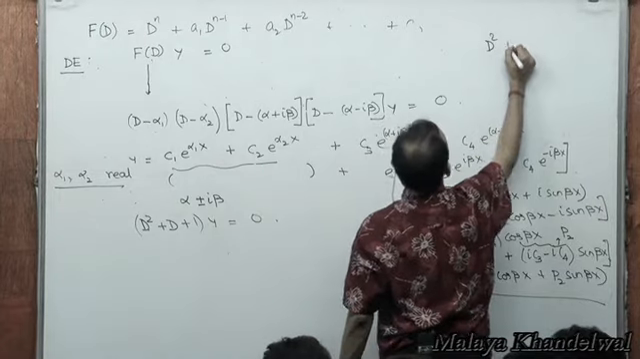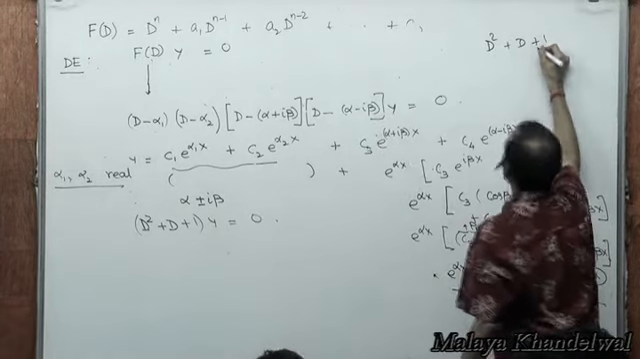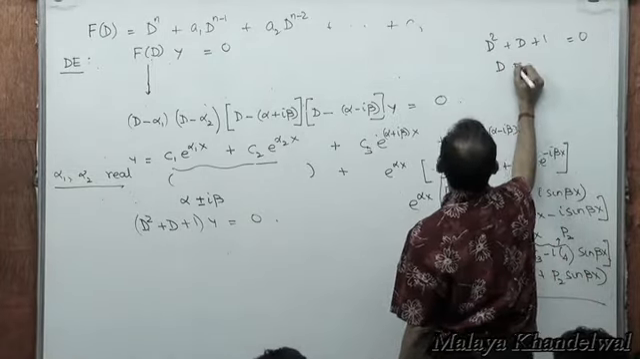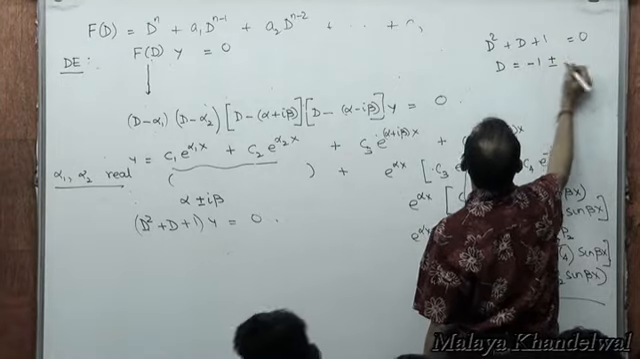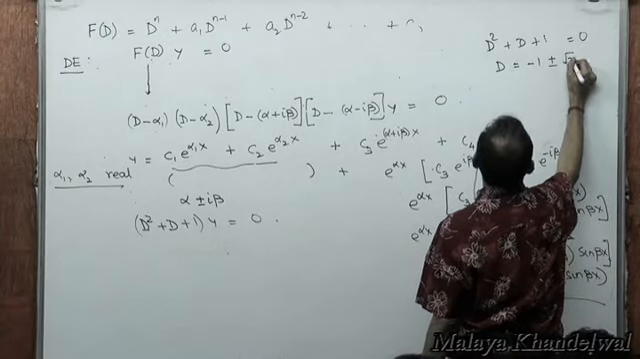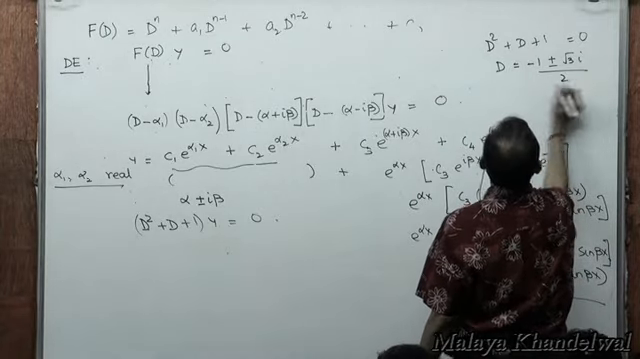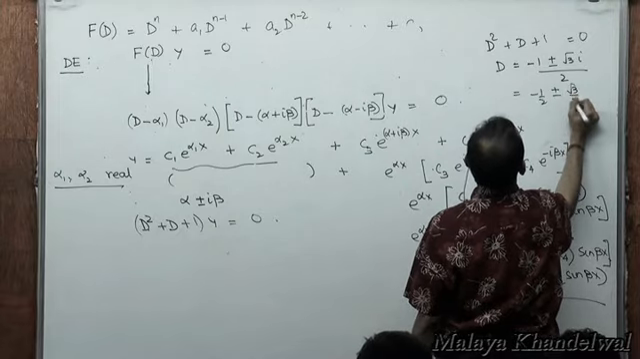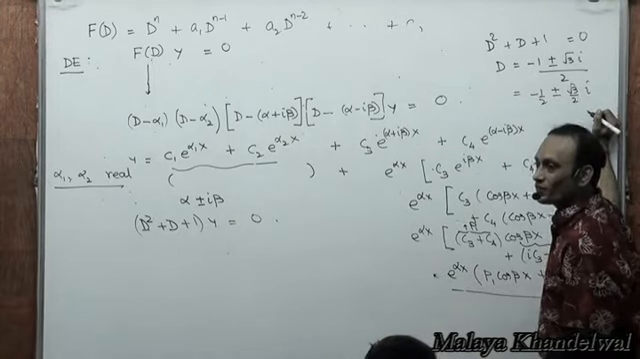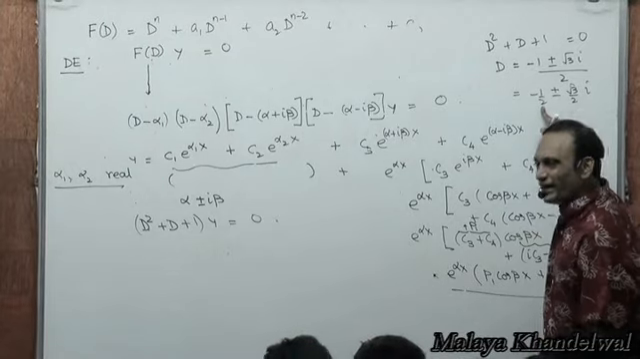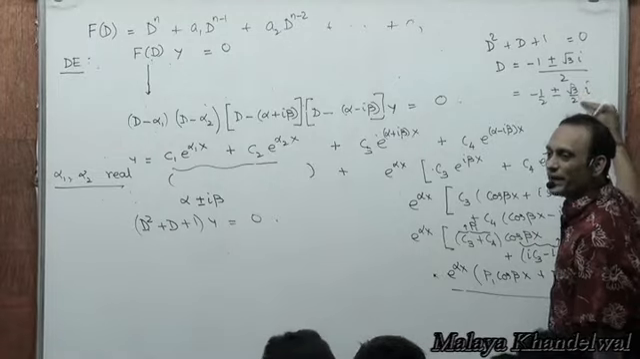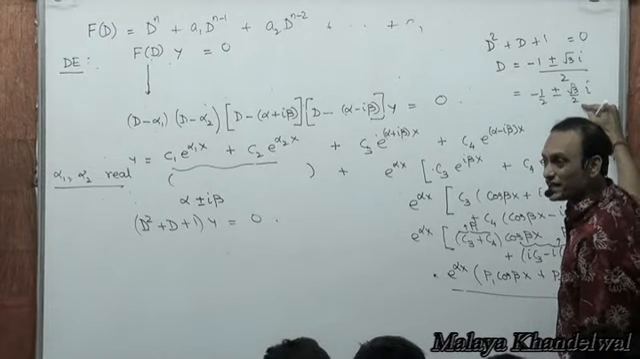So d squared plus d plus 1, imagine it to be a polynomial in d. If I equate it to 0, then what would I get? D equal to (minus 1 plus minus root of 1 minus 4) divided by 2, which is minus half plus minus root 3 by 2 i. Yes or no? So my alpha is minus half, beta is root 3 by 2. These are the two roots, right?